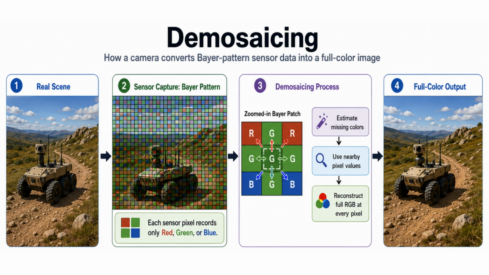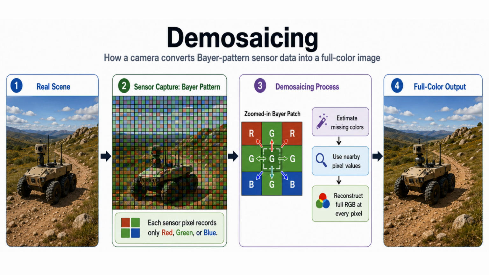Let us now understand a couple of ISP topics which we have not covered before. Starting with demosaicing, a camera sensor does not capture full color at every pixel. Instead, each pixel records only one color, red, green, or blue, using a Bayer pattern. In this example, the camera is viewing a vehicle moving through an outdoor landscape. The sensor first captures the scene as a grid of red, green, and blue samples.